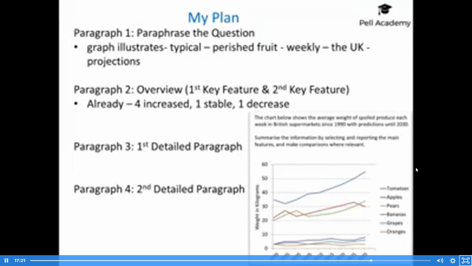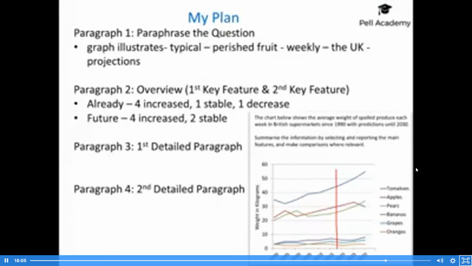In paragraph 2, so for my overview, what I would like to do is, first of all, just to make things a bit easier, I'm going to go to 2018 and just draw a line straight up there just to make my life a little bit easier. So here, blue line, up, red, up, green, up, okay, purple, up, blue, about the same, and orange, down. So 4 increased, 1 stable, 1 decreased. That's my first key feature there. Obviously, I'm going to have to use the names of the actual categories in my essay, but for my plan, just to give me an idea there.